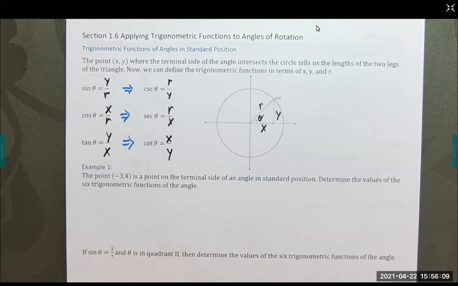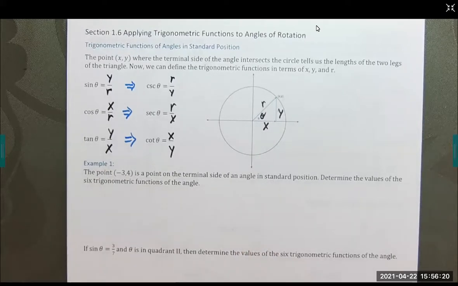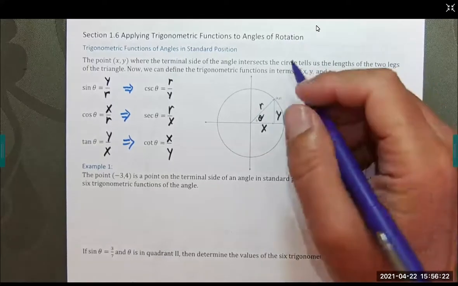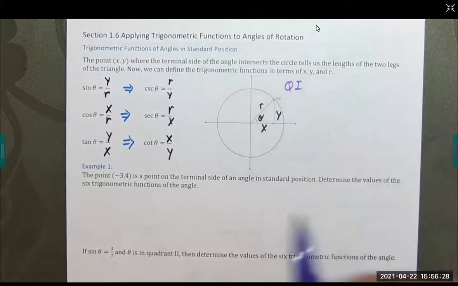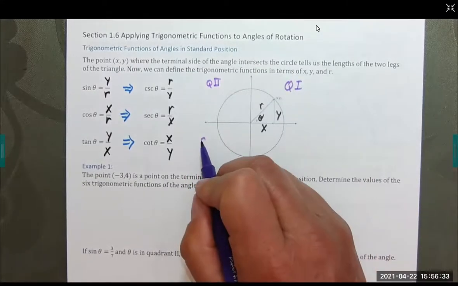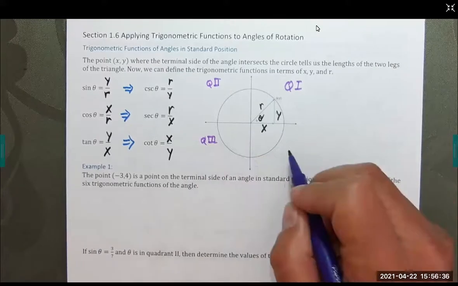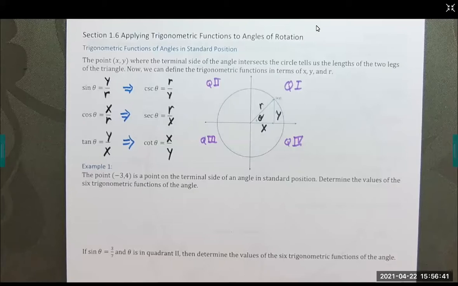A couple of things go with this part of the lesson that we need to keep in mind. First off, looking at our picture here, we know that the XY coordinate system, or the Cartesian plane, is broken up into four. Here we have quadrant 1. Here we have quadrant 2. Here we have quadrant 3. Here we have quadrant 4. And a special note we're going to want to keep in mind is what the signs are in these quadrants.